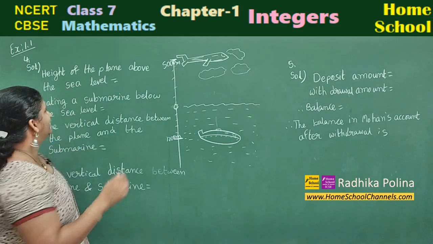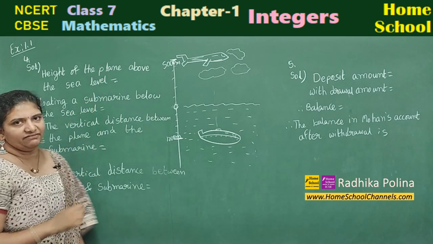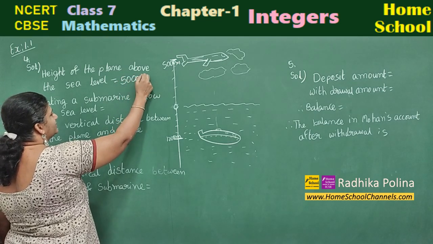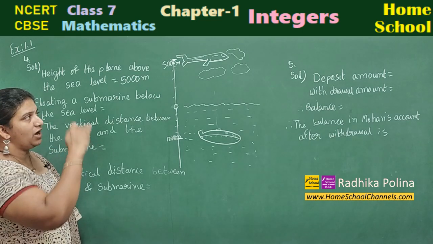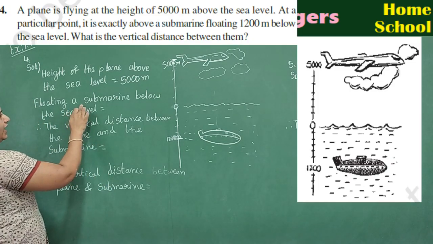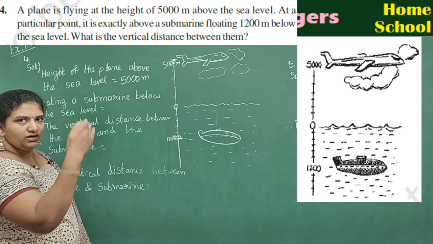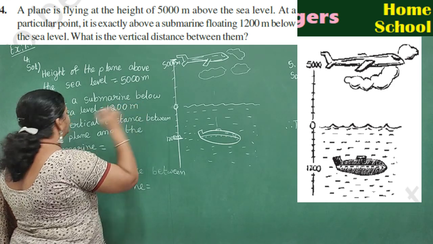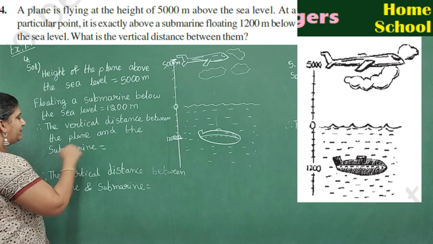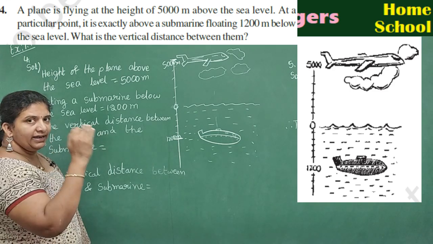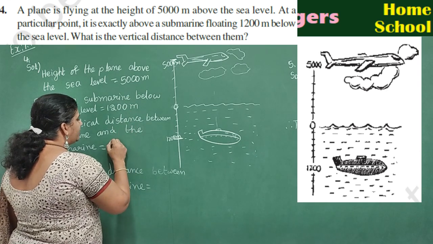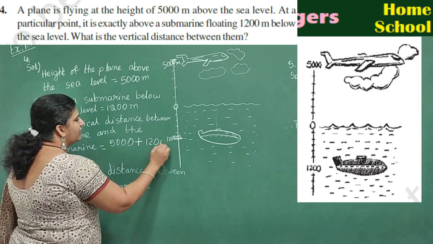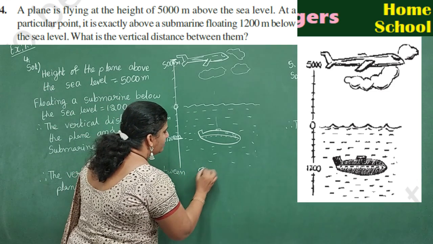Okay, let us start the solution. Height of the plane above the sea level. What is the height? 5,000 meters above the sea level. Floating a submarine below the sea level. How much distance is it below? It is 1200 meters. Therefore, the vertical distance between the plane and the submarine means add both the distances. 5,000 plus 1200. I think you know addition.